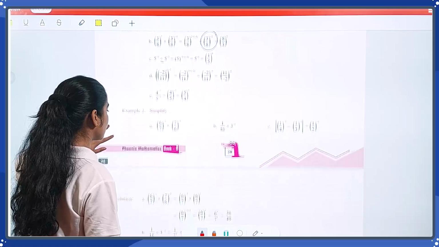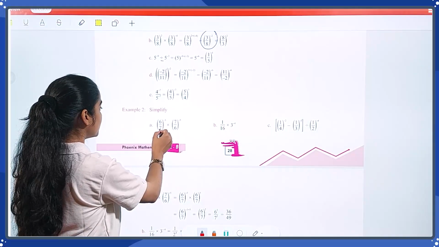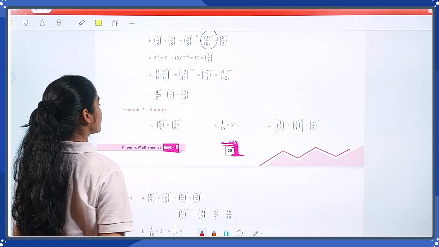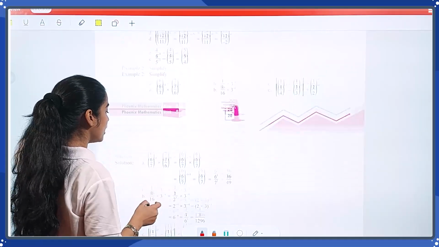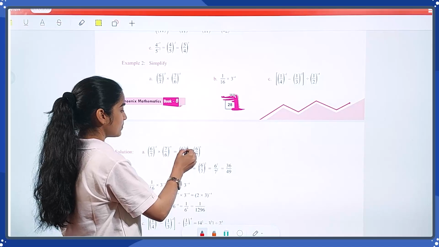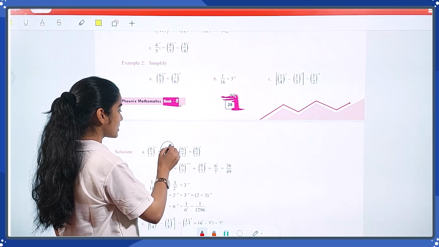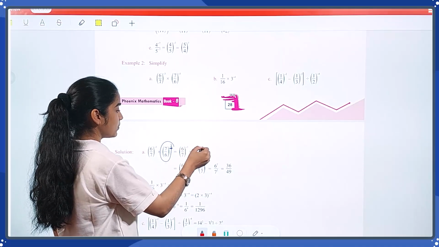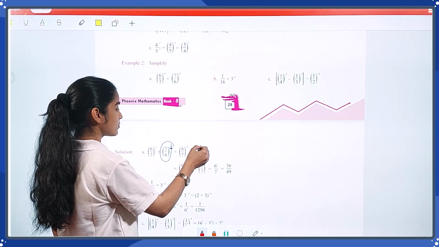You can simplify this. Now, 6 by 7 raised to the power minus 3 multiplied by 7 by 6 raised to the power minus 5. So we have to take the reciprocal of it. The reciprocal of 7 by 6 is 6 by 7, and the negative power will convert into the positive power. So 6 by 7 raised to the power 5.